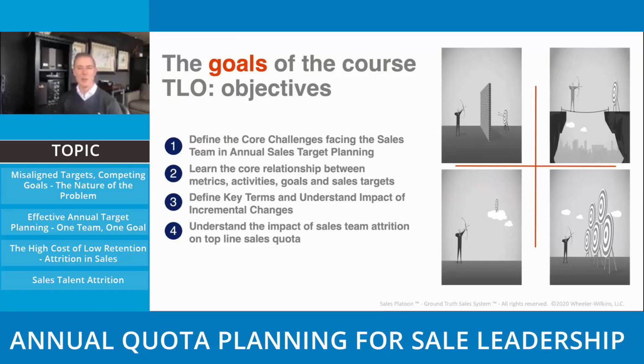We learned the key relationship and the core relationship between metrics, activities, goals, sales targets, how these all interrelate. It can be extremely challenging to do so, but now you've learned those key terms and you understand the impact that incremental changes have on your outputs.